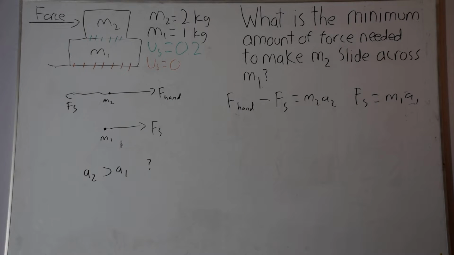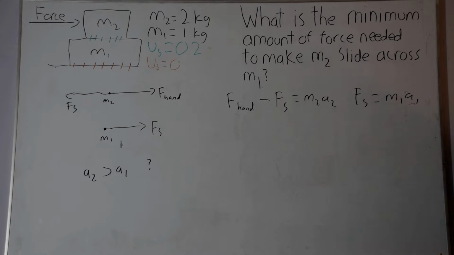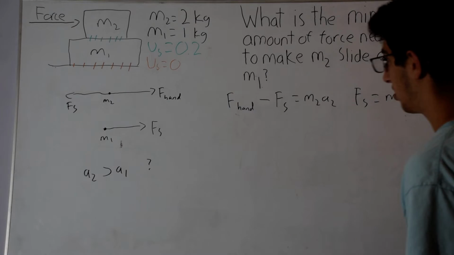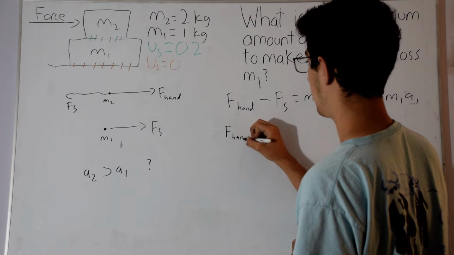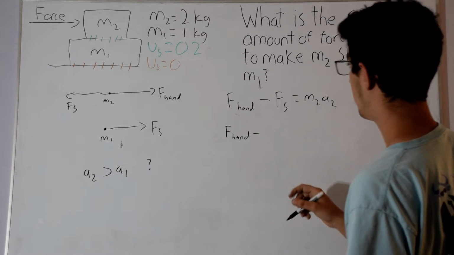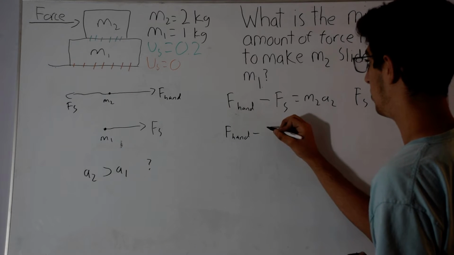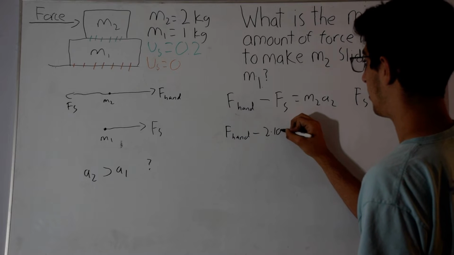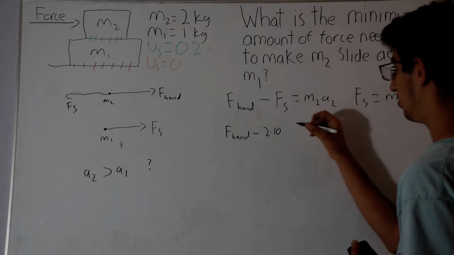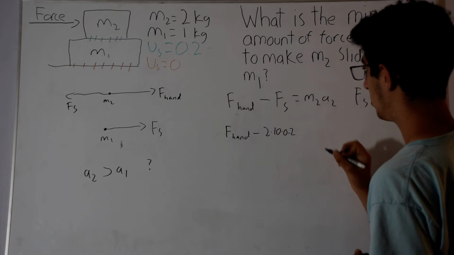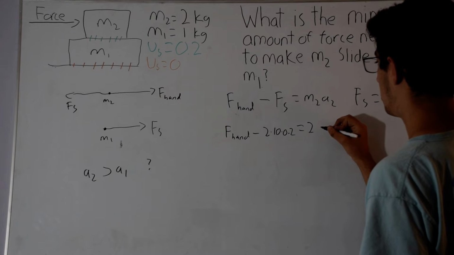So, first let's plug in numbers for all of our variables and then address the question. So this is still what we're trying to solve for. So there's no numbers for this. And then the static friction force is going to be normal force, which is 2 times 10. And I'm using 10 for gravity because I want to, times 0.2. And that's going to be equal to m2, which is 2, and then a2.